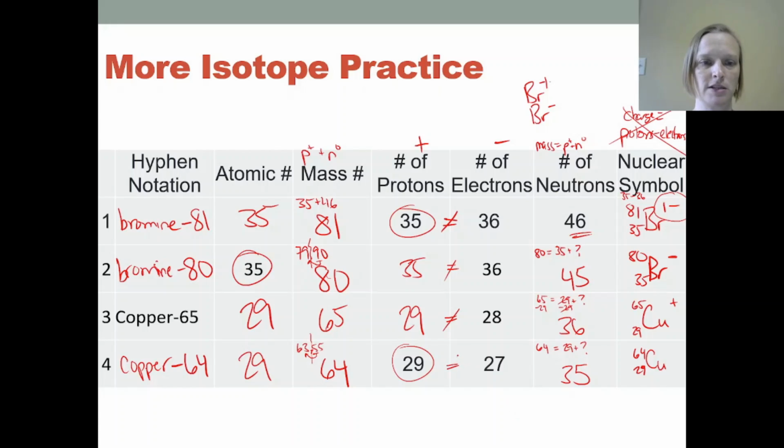Lastly, my number of protons does not equal my number of electrons, so I need to think about what charge I have. Here, if I do 29 minus 27, I get a charge of positive 2. This hopefully makes sense. I've got more positives than negatives. I've got more protons than electrons, so my charge is positive. And I have 2 more protons than electrons. That's why the charge is positive 2. I hope this helped.